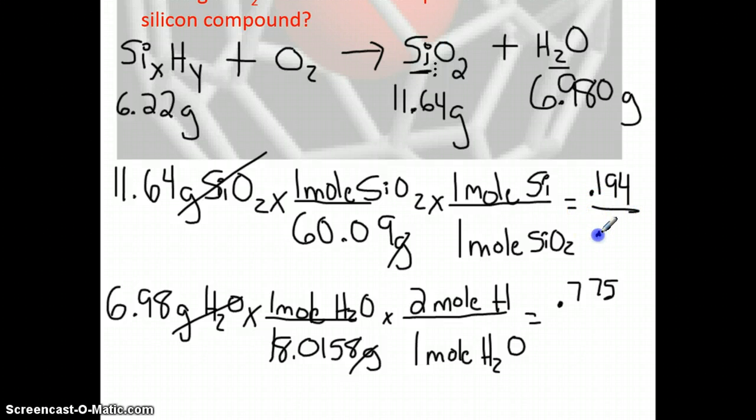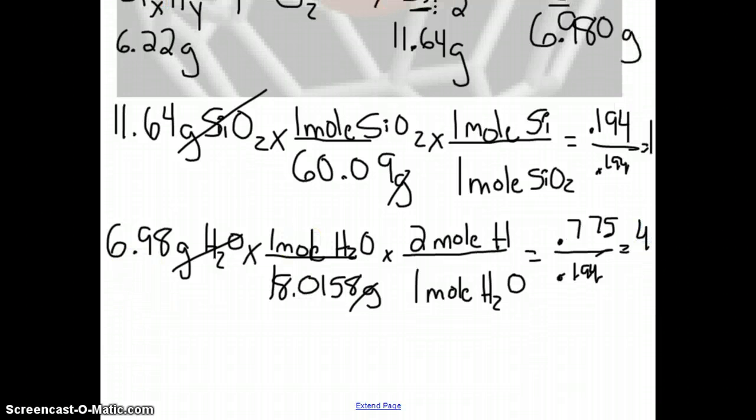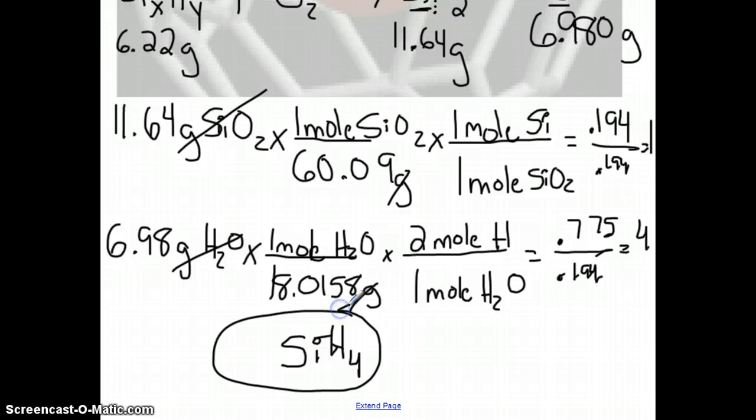So you're going to divide both by the smallest number, which is 0.194. That gives us 1 there. And then divide this one by 0.194, and that gives us 4. So that tells us that our empirical formula for our SiH compound is SiH4. And that's what we were looking for.